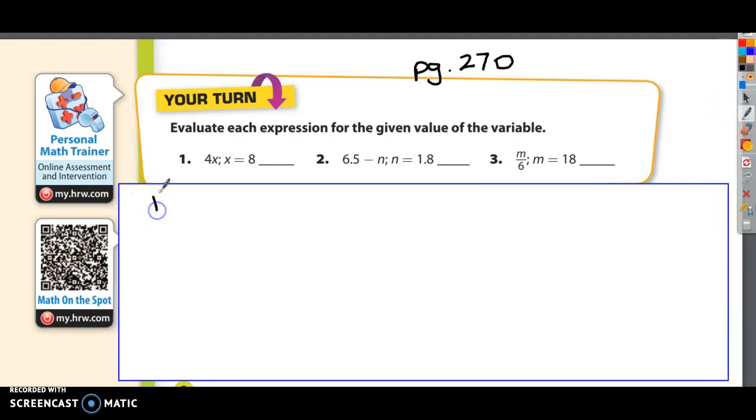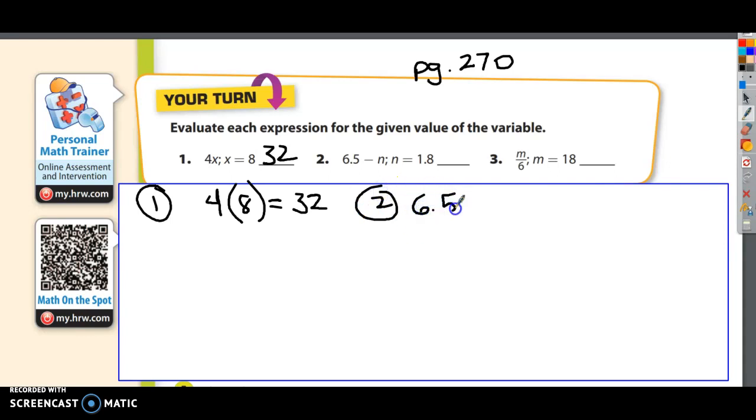So number 1, the answer is not 48. I understand that if you take the x away it looks like this, 4 next to 8, which looks like 48. But that's not what it is. 4 next to x means 4 times x. So it's not 48, it's 4 times 8. 4 times 8 is 32. That's the answer to number 1. It's 32. Parentheses means multiply.